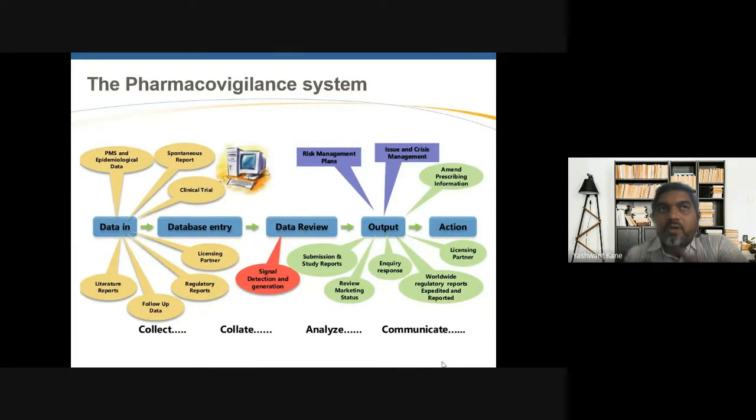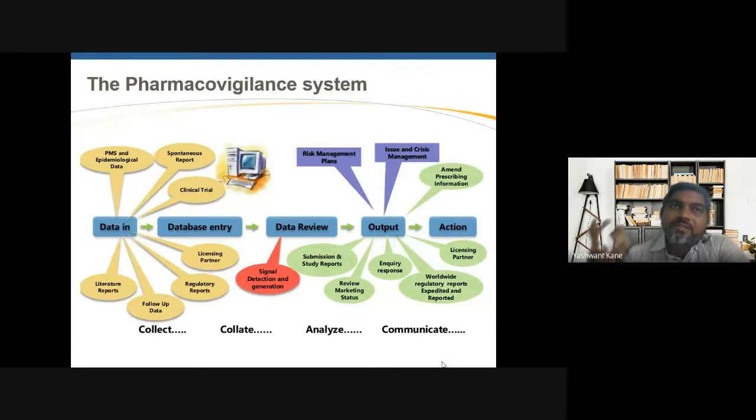These reports go sometimes with the dossier, sometimes as an expedited report, to the health authorities, which helps them take decisions about the drug. Should this drug be marketed? Should this drug remain on the market? Should the label of that drug be changed? Should the way of marketing be changed? Should it be converted from RX to OTC? RX, the prescription drug; OTC, over the counter.